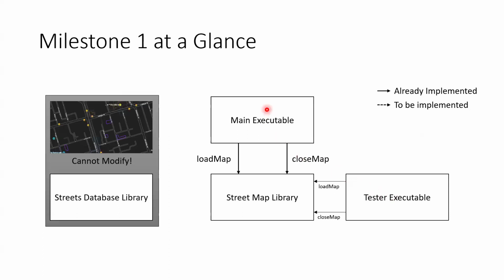Both your main and tester executable will call the street map library that's implemented by you. Your street map library should contain enough information to do all of the queries that are done by the tester executable. And this will also serve as a wrapper to the actual streets database library. And all of these will need to be implemented by you.